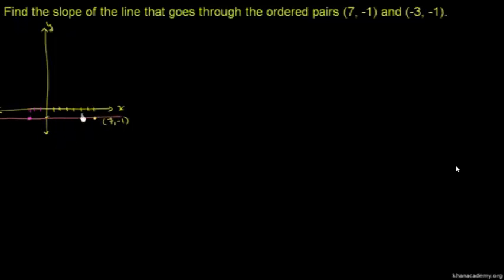Now, they're asking us to find the slope of the line that goes through the ordered pairs. Find the slope of this line. And just to give a little bit of intuition here, slope is a measure of a line's inclination.